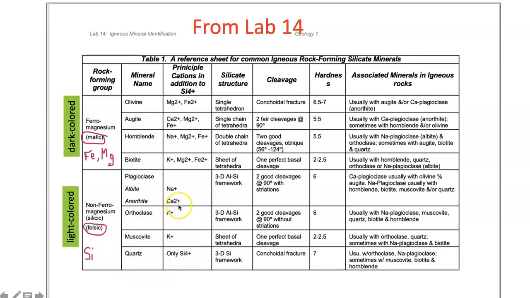And here we have the principal cations or positive ions that are in each. General rule is that the dark colored or mafic minerals have iron and magnesium in them. The felsic ones do not.